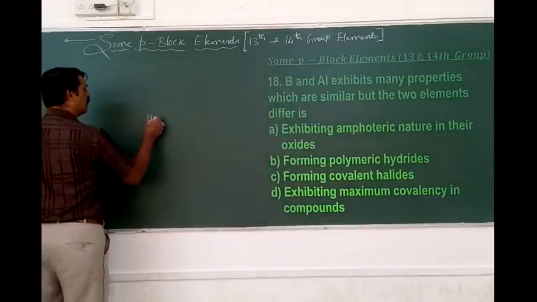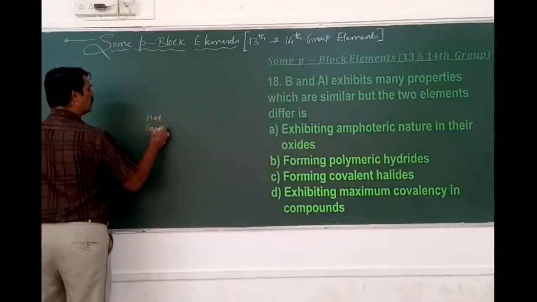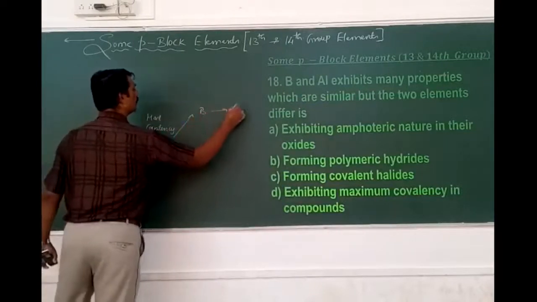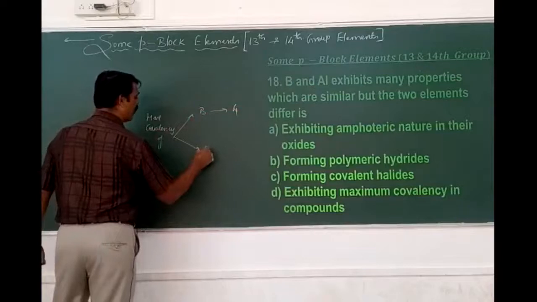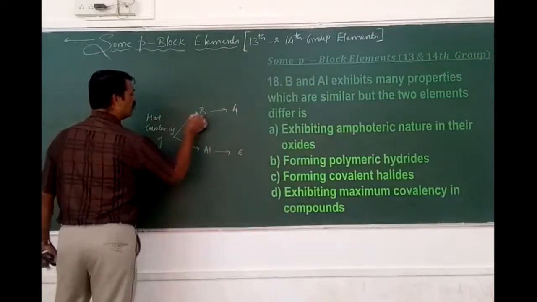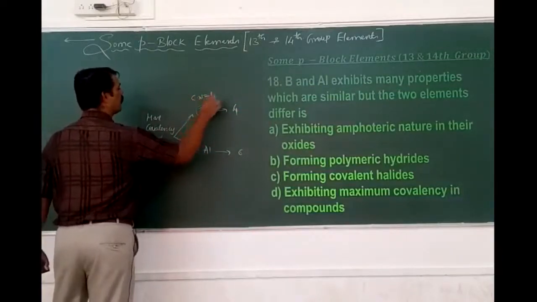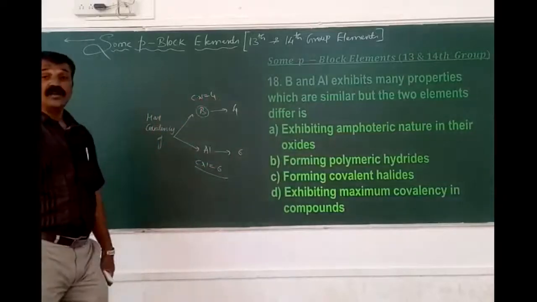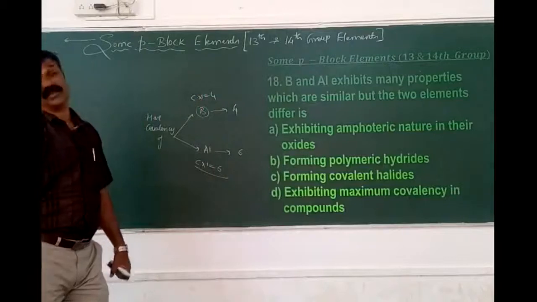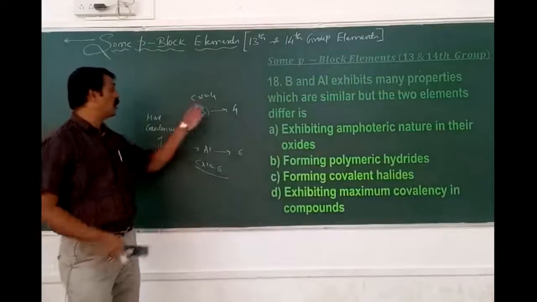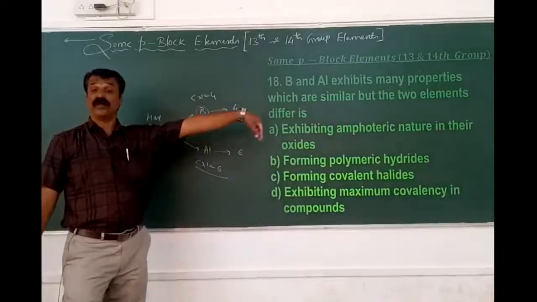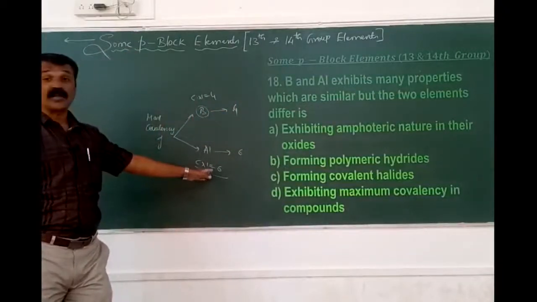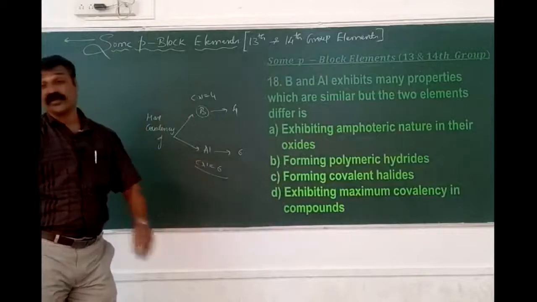Usually, the maximum covalency of boron is 4, whereas aluminium is 6. Because in the case of boron the coordination number is 4, and in the case of aluminium the coordination number is 6. That means we can have a difference in the covalency. The maximum covalency of boron is 3 plus 1 because of the incomplete p orbital.